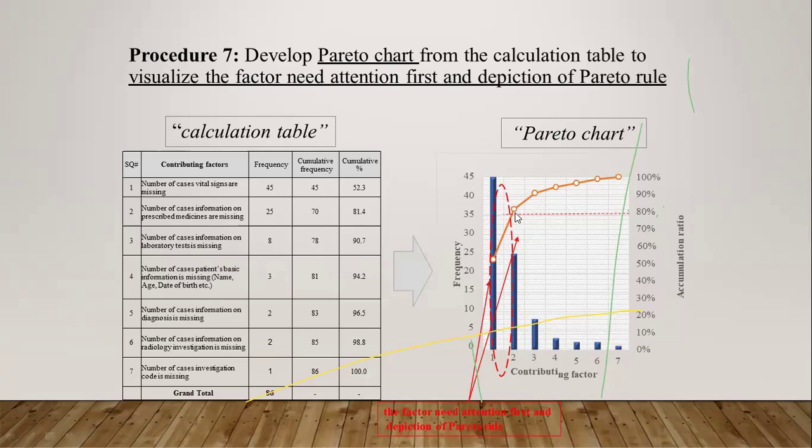Remember, you will have a line that will divide this graph. You will have the left side and the right side. The left side will form the vital few contributing factors, while the right side will form the useful many contributing factors. What are vital fews? Vital fews are the ones that are supposed to be tackled. These are the 20% that need to be tackled in order for you to appreciate the gains in the whole program.